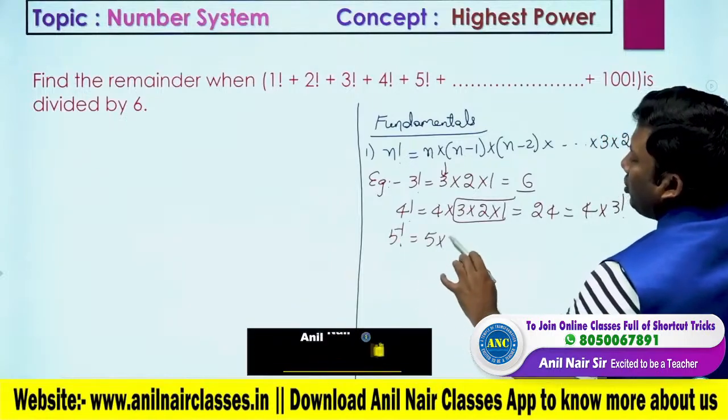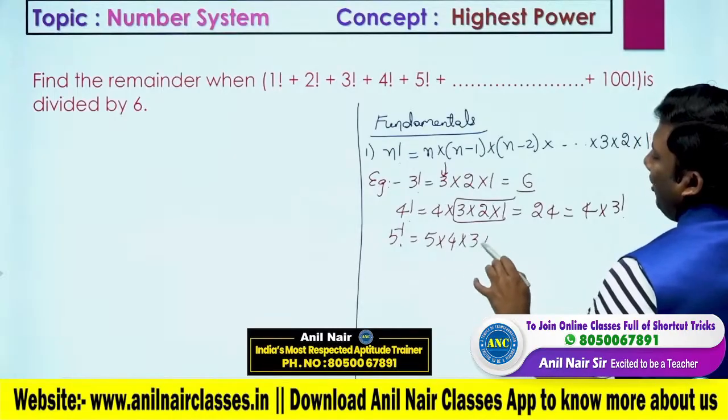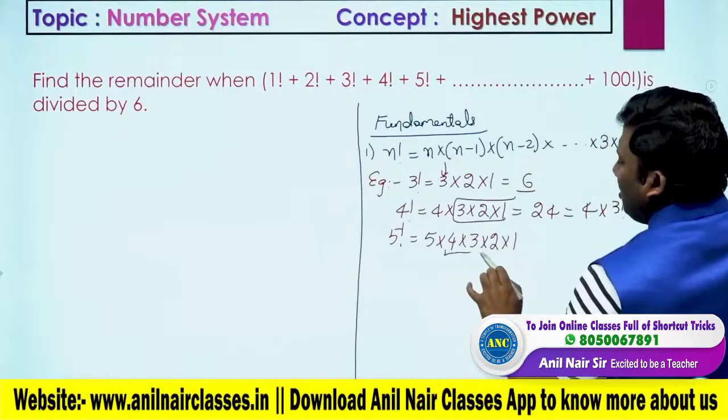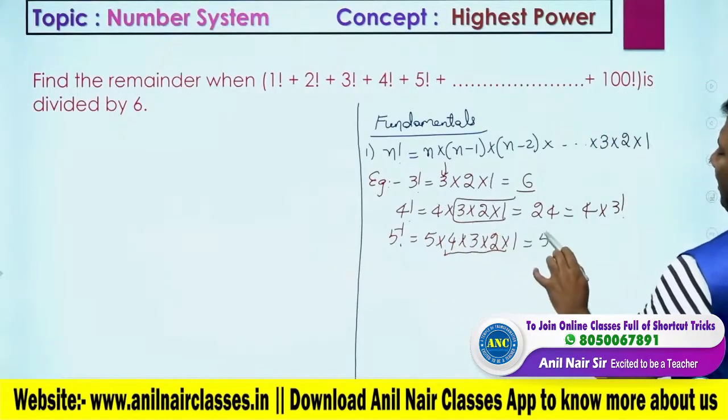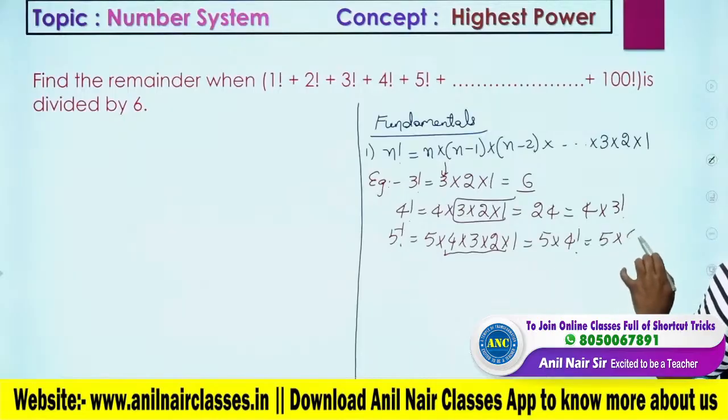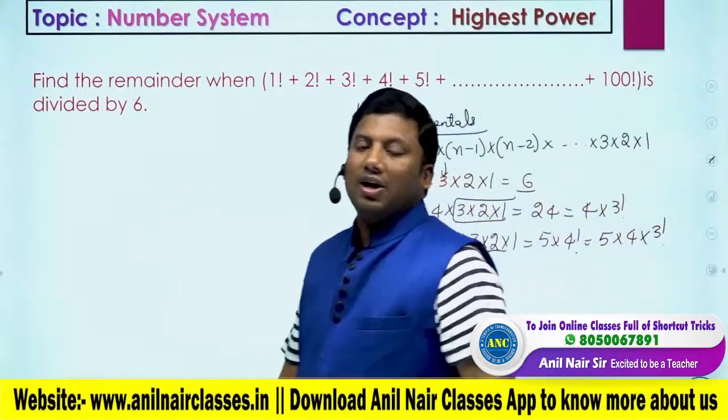5 factorial is the product of all natural numbers from 5 to 1: 5 into 4 into 3 into 2 into 1. This part is 4 factorial, so it is 5 into 4 factorial. And 4 factorial is 4 into 3 factorial. Are you all with me?